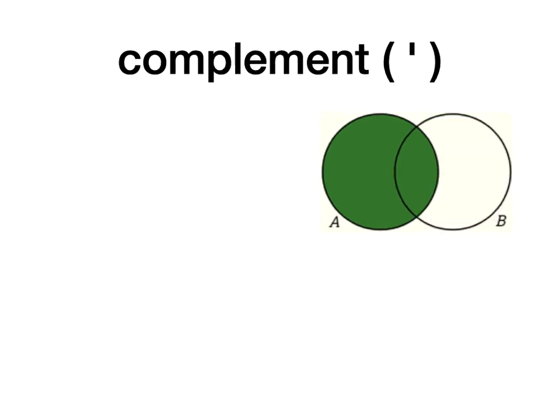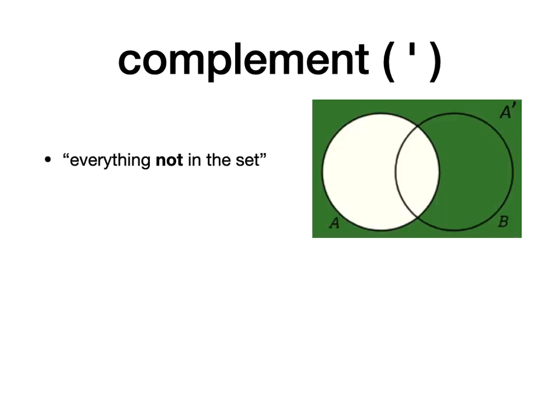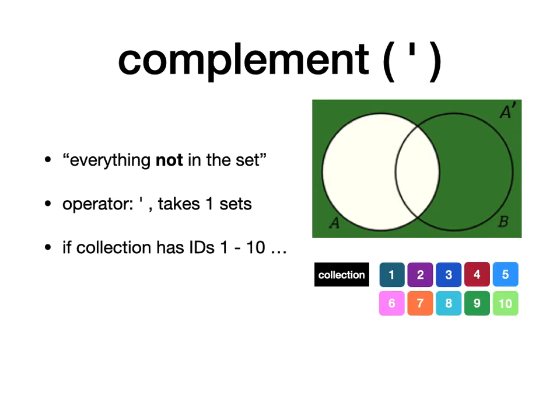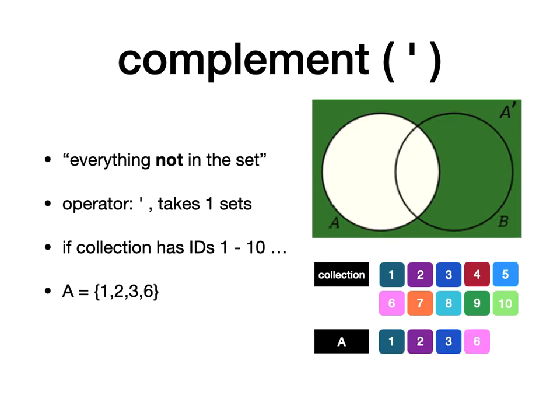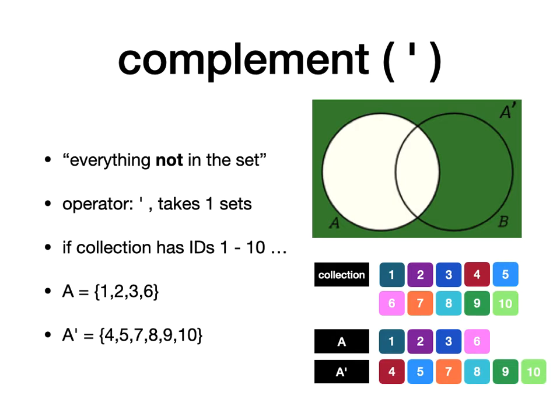Finally, we'll look at complement. Everything not in the set. Okay? So, great. Here it is. And this one is interesting. It only takes one set. This works without a pair of sets. So just given set A, it takes one set. So let's say the whole collection has IDs 1 through 10. And set A has 1, 2, 3, and 6. Well, not A is 4, 5, 7, 8, 9, and 10. Right?